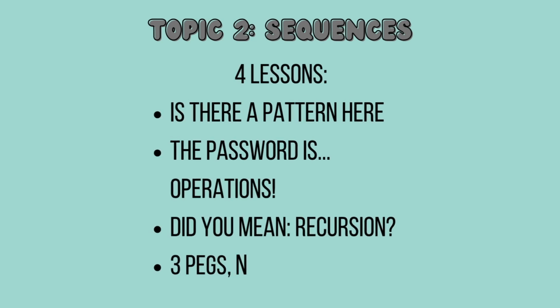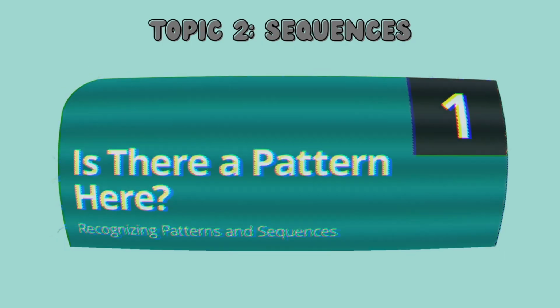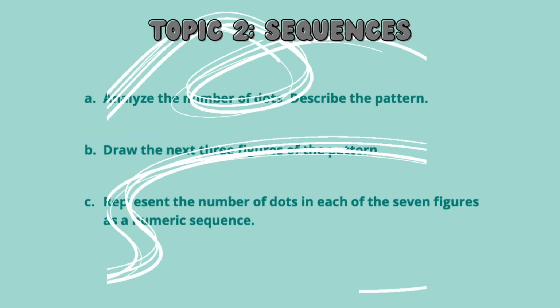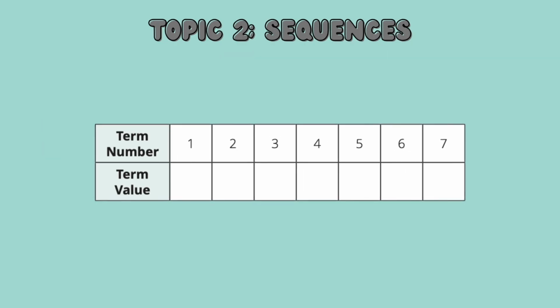Topic 2, Sequences. Sequences consists of 4 lessons. Lesson 1, Is there a pattern here? In this lesson, students will learn how to recognize patterns and write them as sequences. We will also learn how to represent sequences as tables.